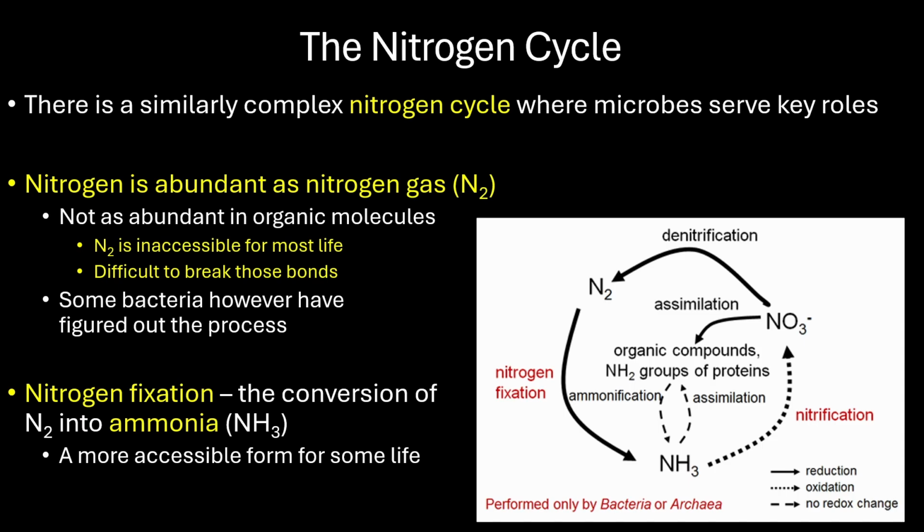So we're going to explore one more nutrient cycle here. It's quite important. It's called the nitrogen cycle. So we're going to look at how microbes especially are moving nitrogen through an environment. So in the environment, nitrogen is actually really abundant as nitrogen gas.